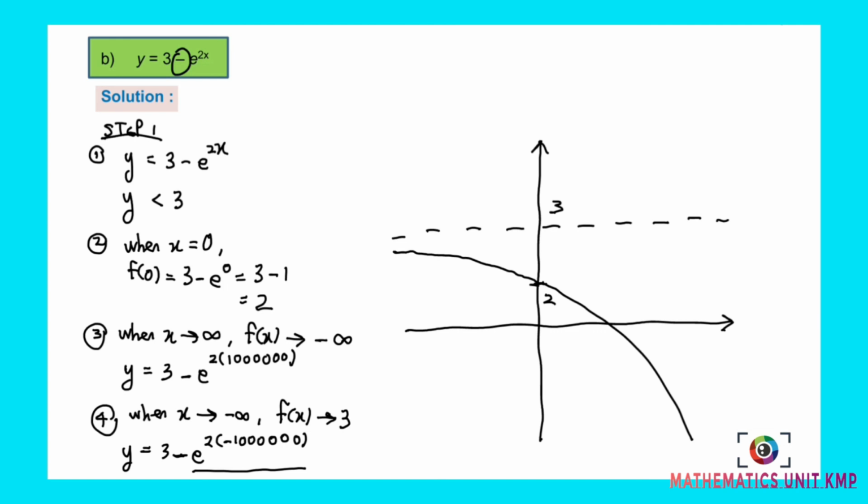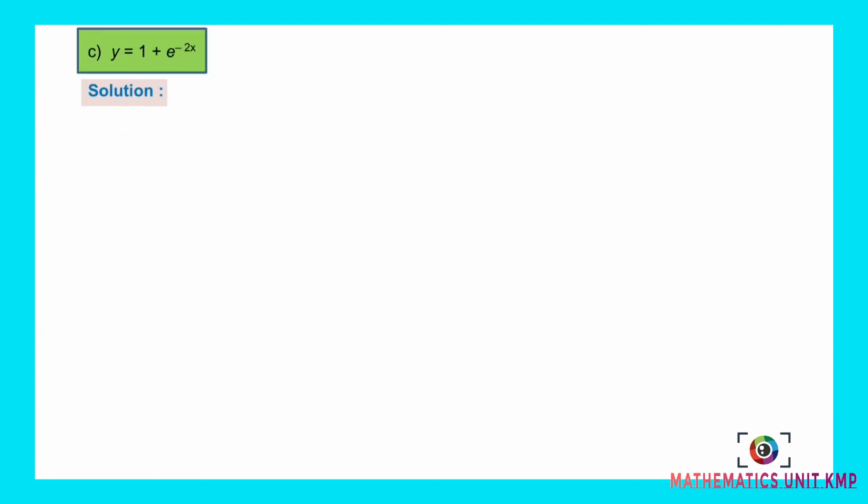Okay, now we go to the domain and range. Same domain, negative infinity to infinity. The range, look at its horizontal asymptote, the graph is below. So it will start from negative infinity and end at 3. Open. Understand? Next, y equals to 1 plus e power of negative x. Right. First step.